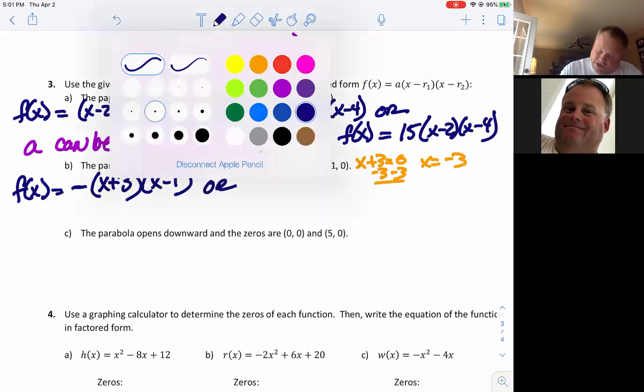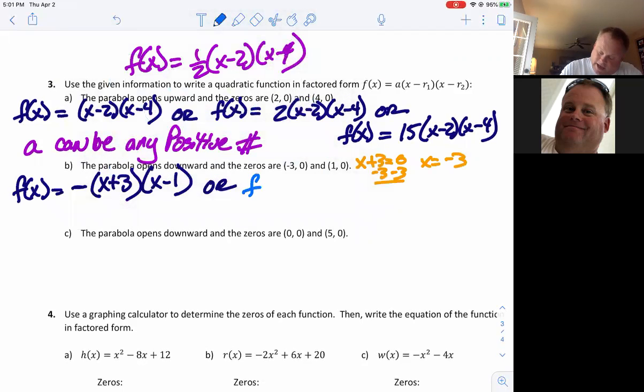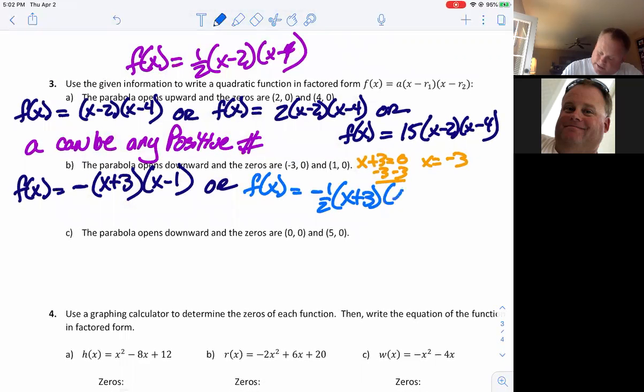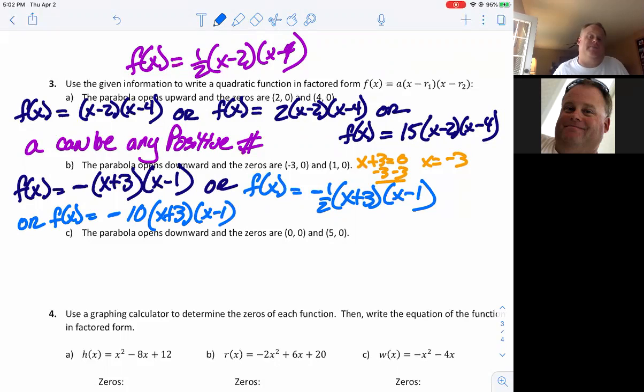So negative (x plus 3)(x minus 1). Or f of x equals -1/2 outside of (x plus 3)(x minus 1). Or, as long as it is a negative out front and I have x plus 3, it could be any of those as long as my a value is a negative number. Okay?